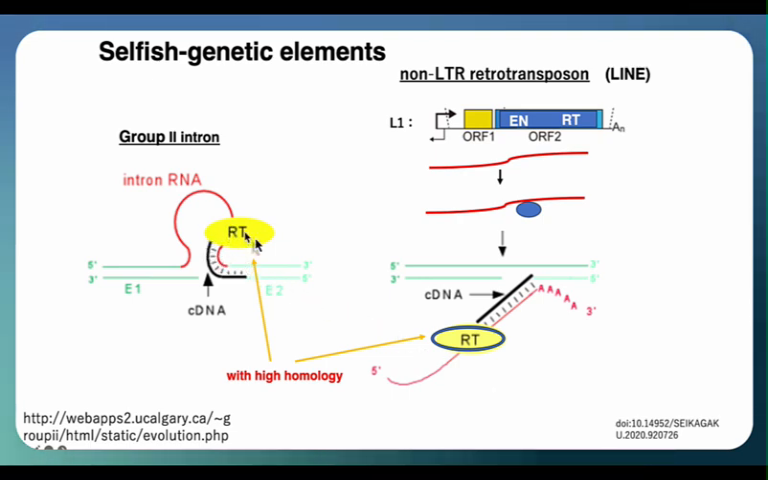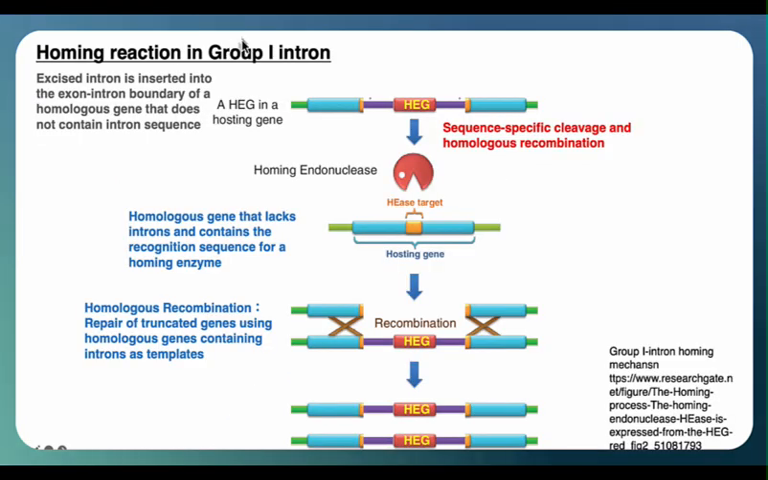Interestingly, the reverse transcriptase possessed by LINE shows high homology with the reverse transcriptase of Group II introns. Molecules that have the ability to reverse transcribe their own messenger RNA into double-stranded DNA exhibit characteristics of selfish genetic elements. Group I introns are considered selfish genetic elements that can insert DNA fragments encoding themselves into specific sites of genes through a process called homing, thereby increasing their copy number.